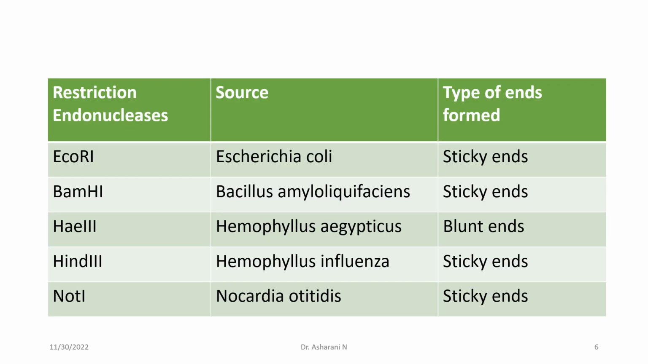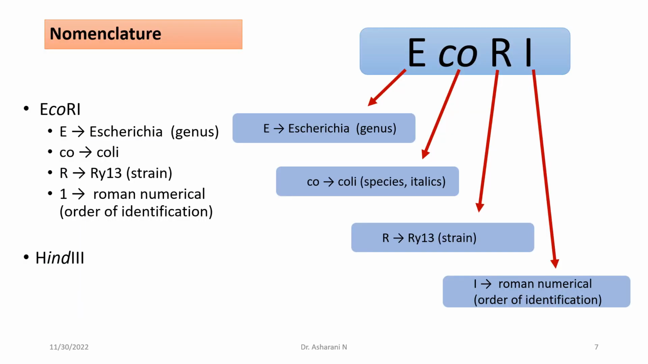These are a few common examples of restriction endonucleases, the sources from which they are isolated, and the type of cleavage they form when they cut the DNA. You have to remember that EcoR1 is the most commonly used restriction endonuclease. Now we will see the nomenclature of these restriction endonucleases.